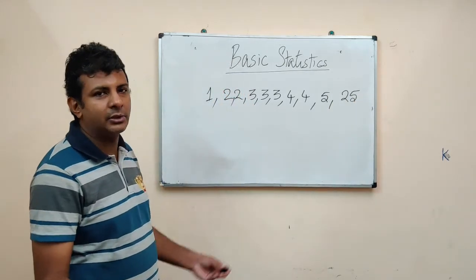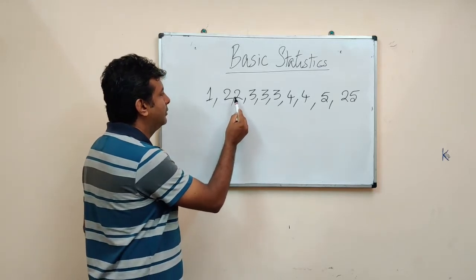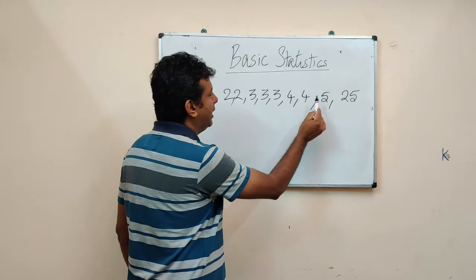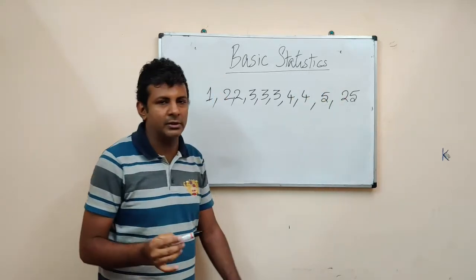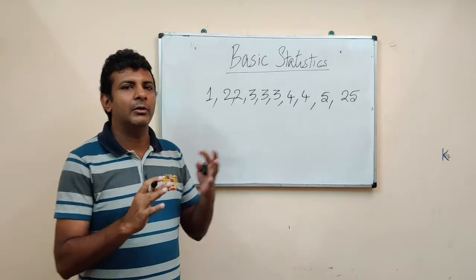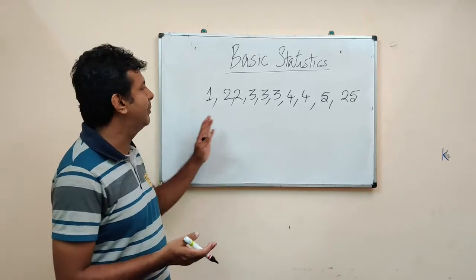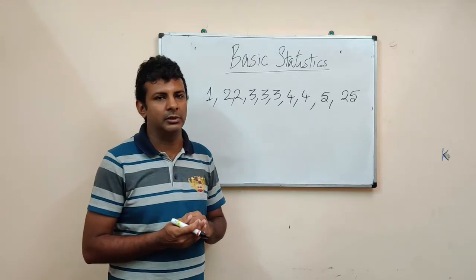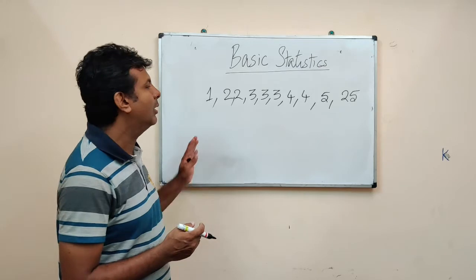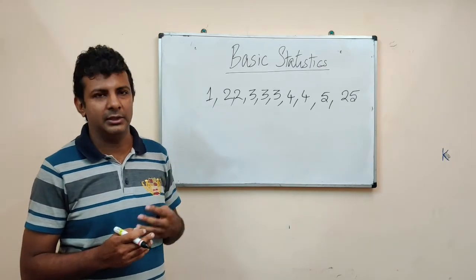Now how many numbers are there? Let's count these numbers. 1, 2, 3, 4, 5, 6, 7, 8, 9 and 10 numbers. So there are 10 numbers in this set, and everything that we are going to do for the next few minutes will be based on this set of numbers. Okay. Now what we are trying to do is define a few terms in statistics.